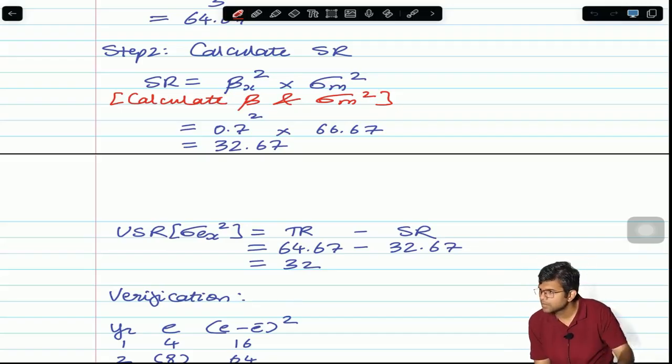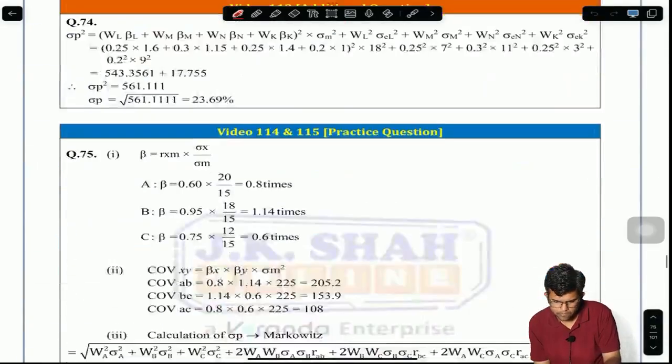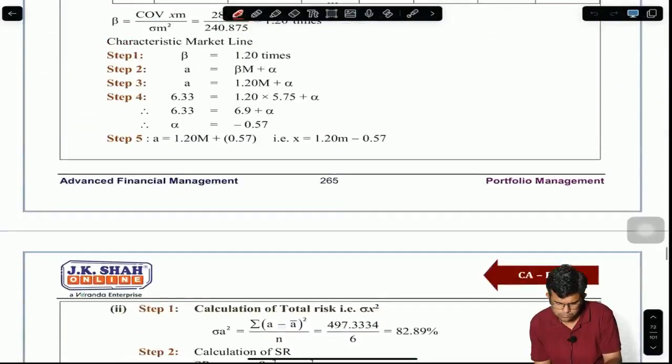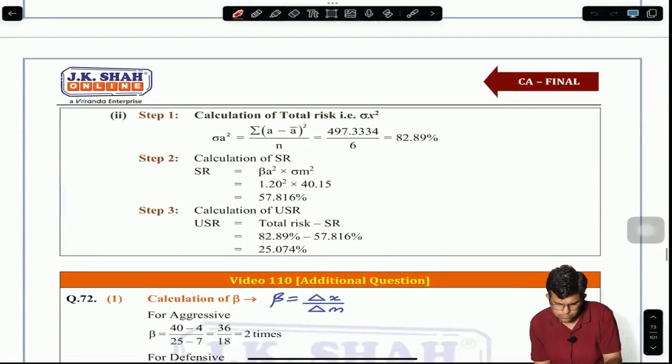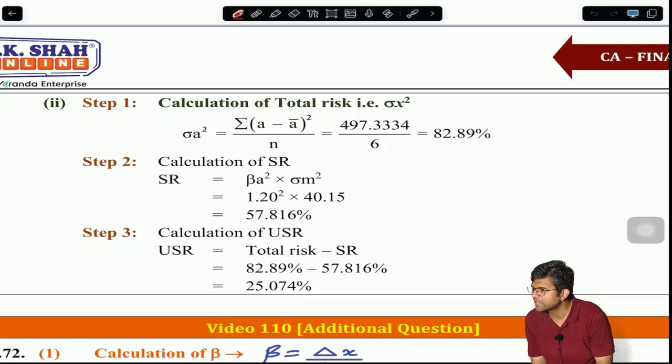Ready? I'll show you my solution. Check the three numbers. In fact, just check the USR number. If that is right, everything has to be right. Correct? Can I go ahead?